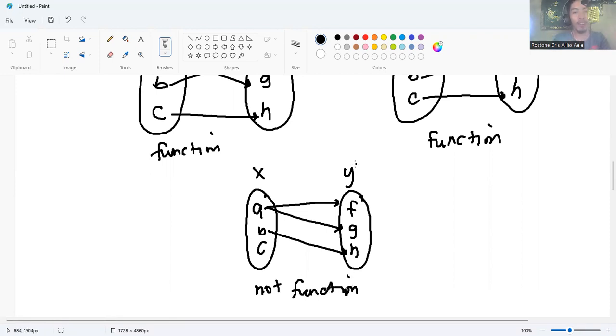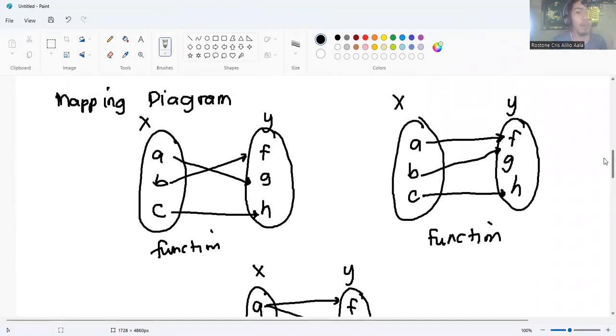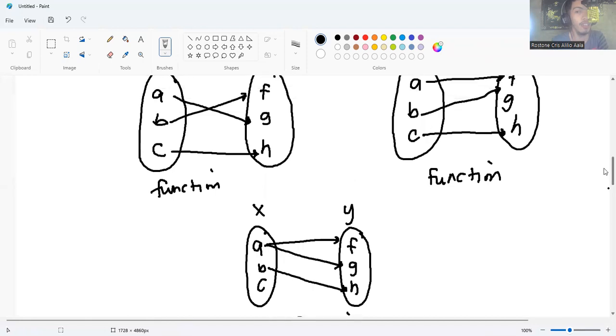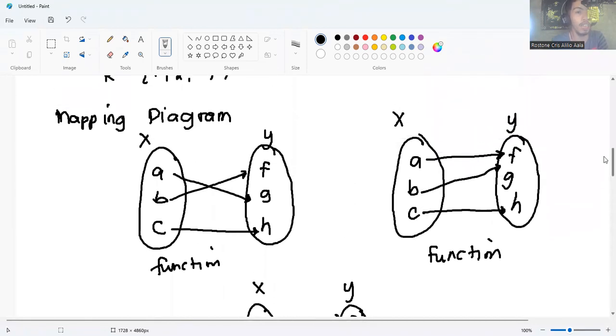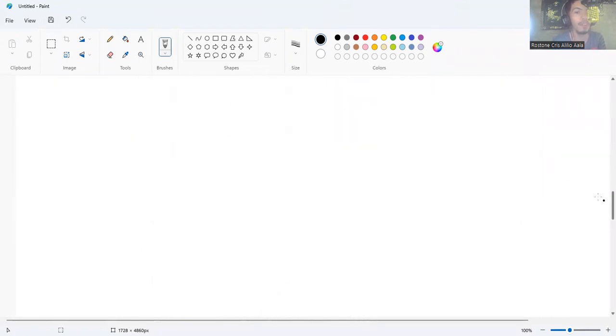Okay? So paano ulit natin malalaman sa mapping diagram? Kapag ang bawat X or ang bawat domain ay may isang partner lamang, ibig sabihin, ito ay function. Kapag ang isang X or ang isang first element ay may dalawa o higit pang partner, it will not be a function. Okay, so yan yung pangalawang way to determine a function. Okay, let's go with the third one.